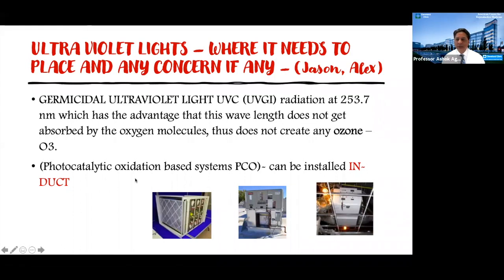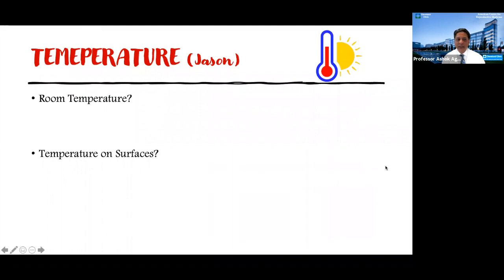Okay, thank you very much. The next question that we have is related to temperature. We want to know what is the right temperature for an IVF lab, which is good for the working environment, but also good for the embryos. What would be considered a good compromise before the staff start complaining? And what about the temperature on the surfaces? So I'll ask Jason again to comment on these important points.